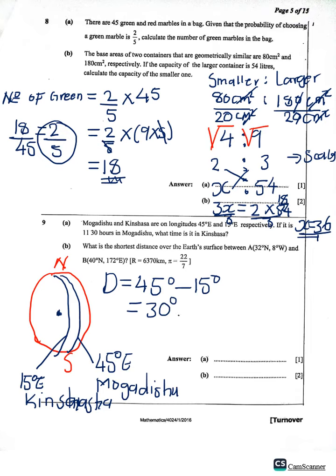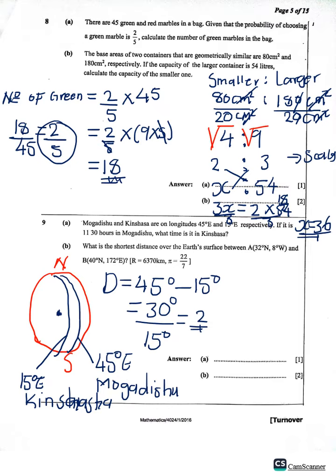Now after finding the difference, we need to convert this into hours. So 1 hour is equal to 15 degrees. So the difference must be divided by 15 in order to convert into hours. So 15 into 30 is 2. So the difference in degrees is 30, while the difference in hours is 2 hours.